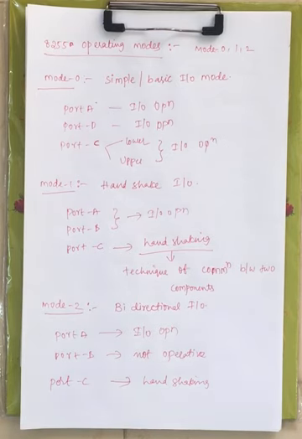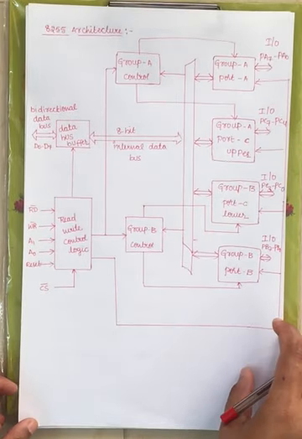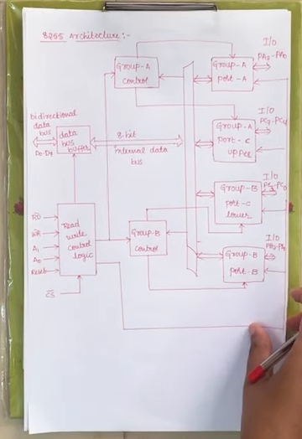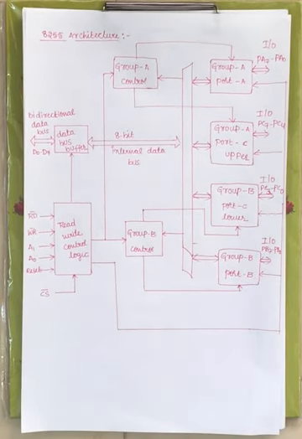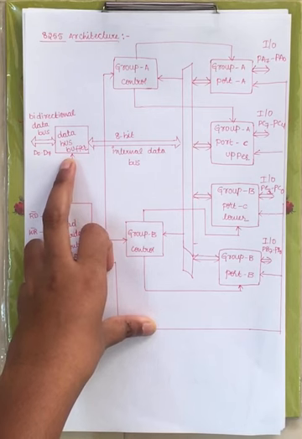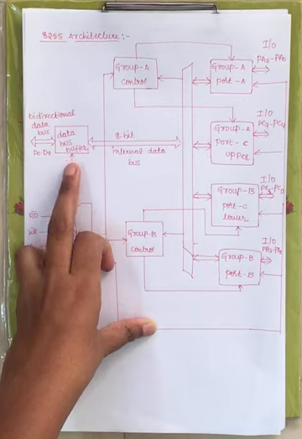Next we will see the architecture of 8255, right? Now this is the architecture of 8255. Let me explain it. We have the data bus buffer, which carries 8-bit data.